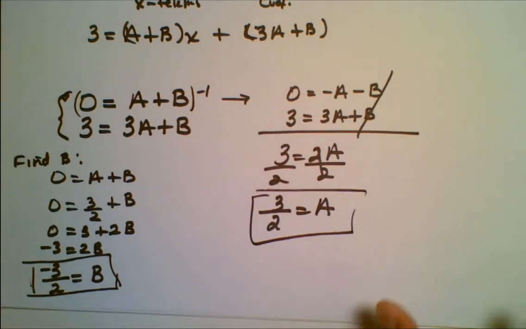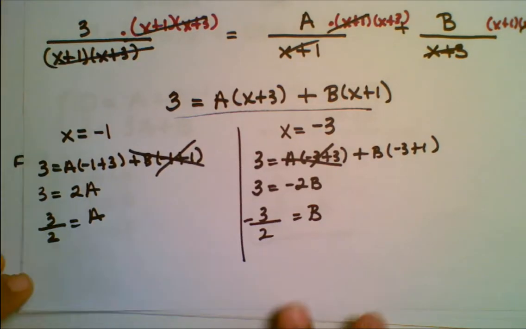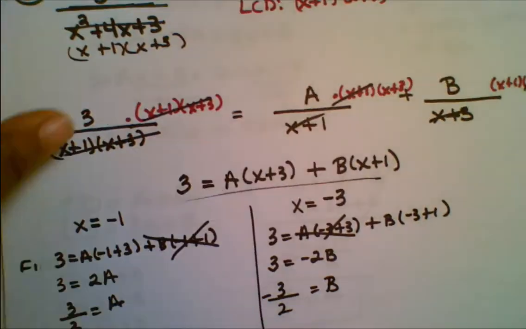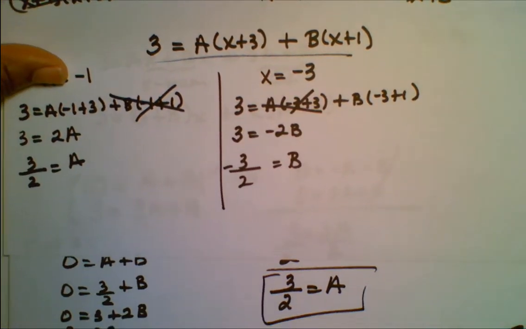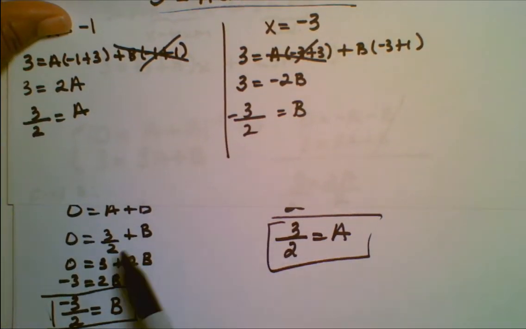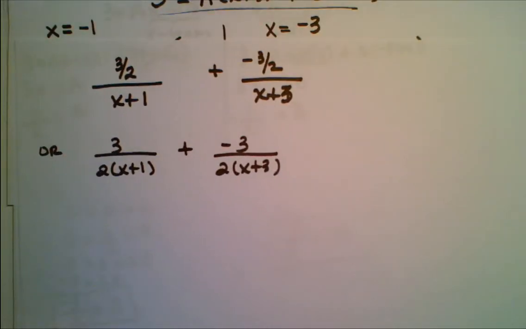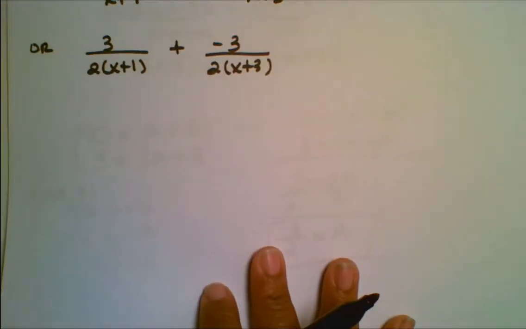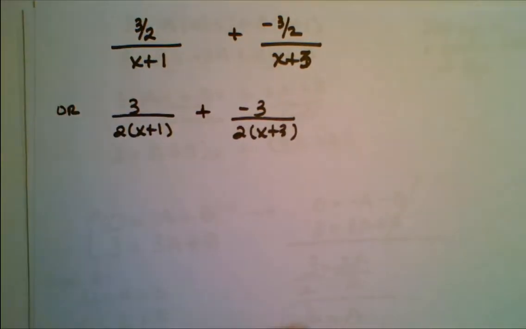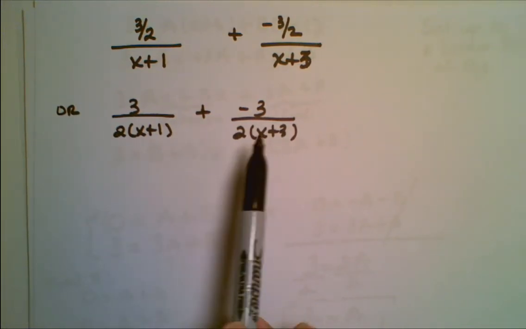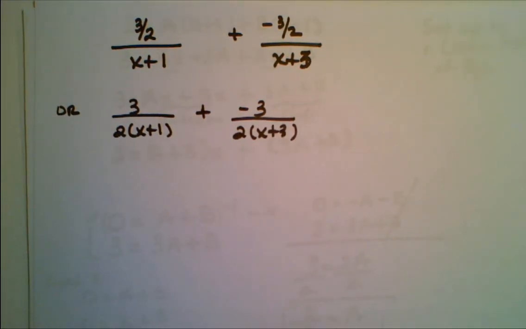So notice that this was the system of linear equations, and this was setting it up by zeros. We have the same values for A and B. They are exactly the same. So it doesn't matter which method you use at this point. So here's our solution: 3 halves over x plus 1 plus -3 halves over x plus 3, or we can say 3 over 2 times (x plus 1) plus -3 over 2 times (x plus 3).